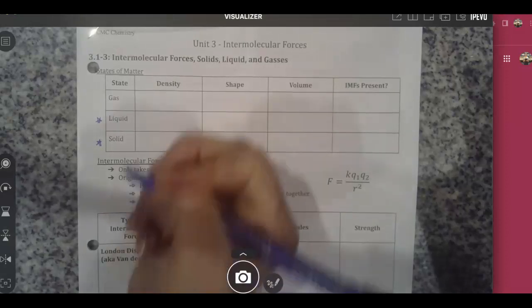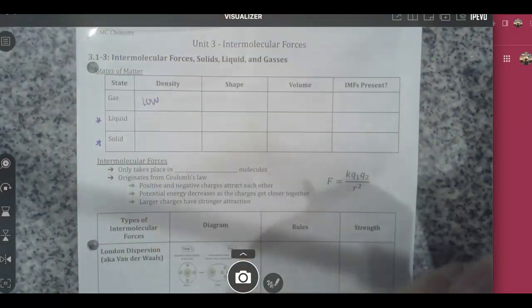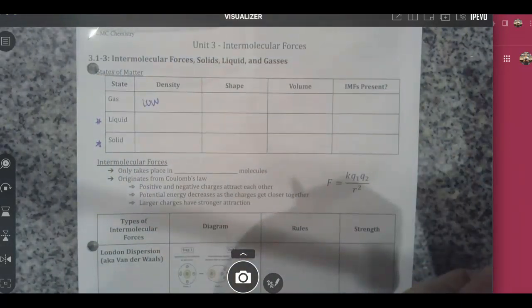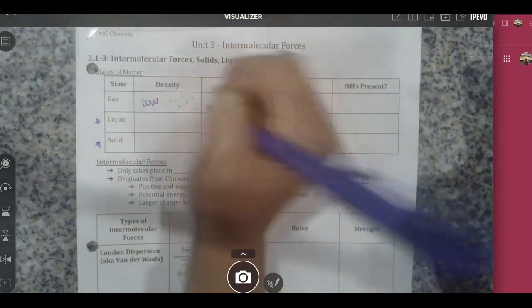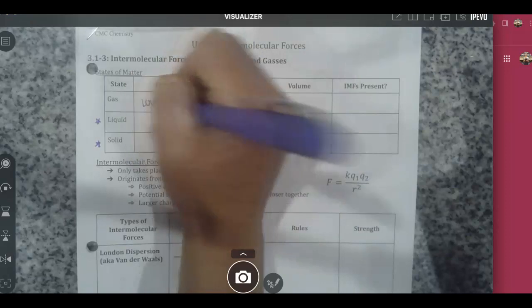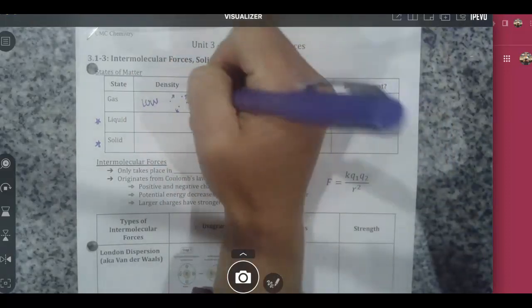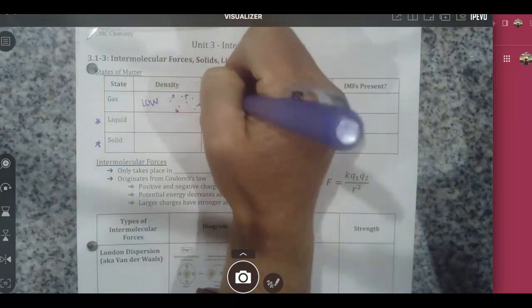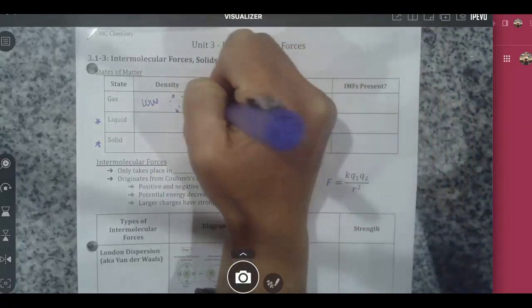But going to what you already know, gases have the lowest density, right? And if you were to draw yourself a little picture of gas molecules, they'd be all far away from each other. There's no real direction. They're just kind of flying around, right? So there's no definite shape here.